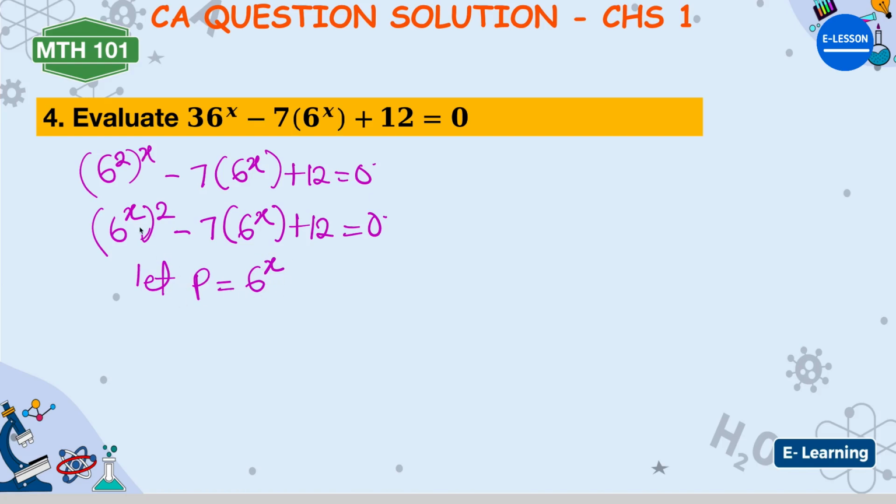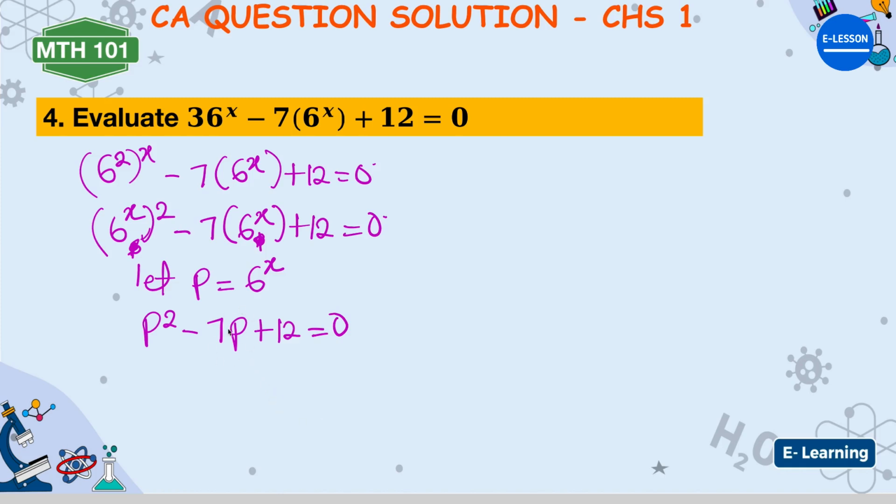Now what that means is that wherever you see 6 raised to the power of x, put p there. So this equation will now become p squared minus 7p plus 12 is equal to 0. Here will become p, here will become p. You put p in these places. Are you getting the idea now? Exactly. Now this equation, you have to simplify it using quadratic equation. What are those two values?